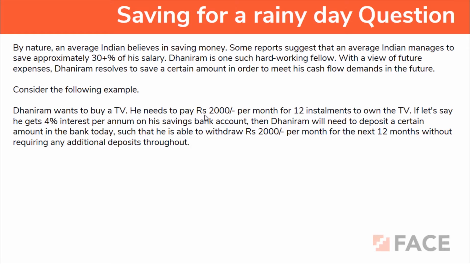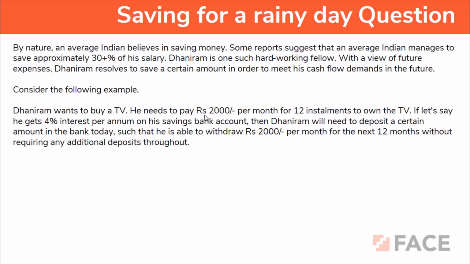But if you're thinking that he is depositing 24,000, then there is a problem, because he need not deposit 24,000 though he has to pay 2,000 per month for 12 months. The reason is that the bank has agreed to give him some rate of interest per annum on his savings account. So he has to calculate the total amount that the bank is going to add to his amount, subtract that value from 24,000, and deposit the remaining cash.